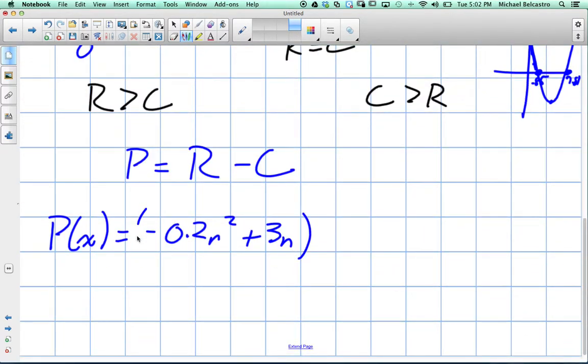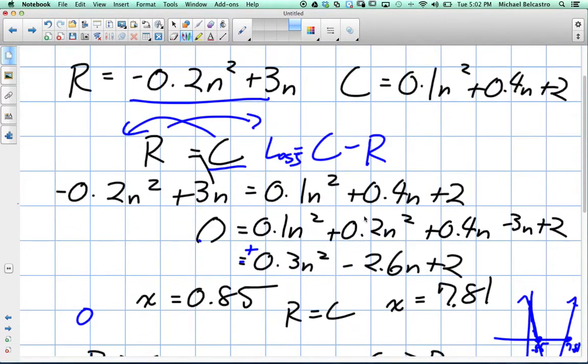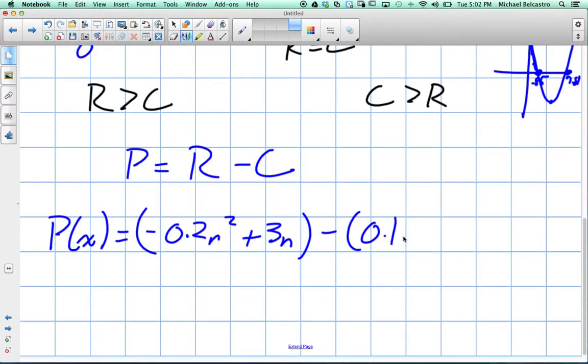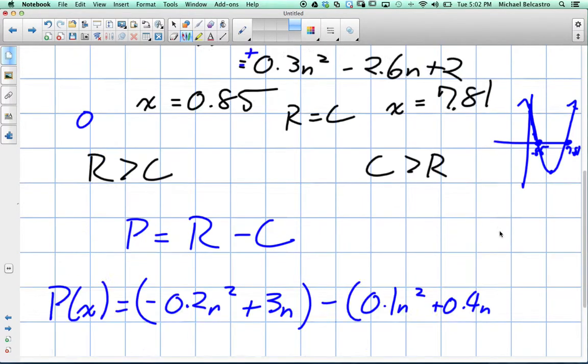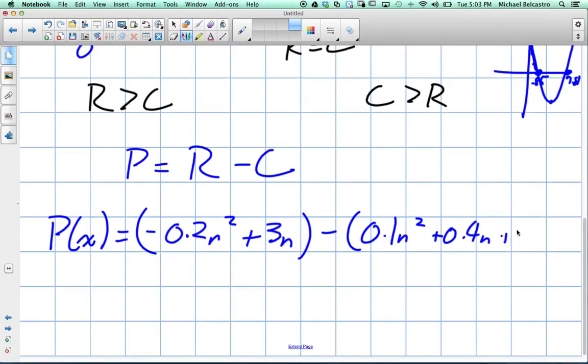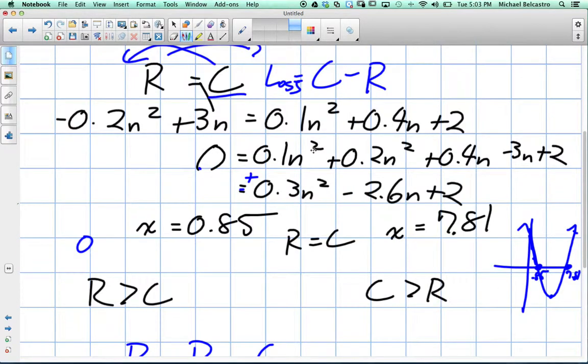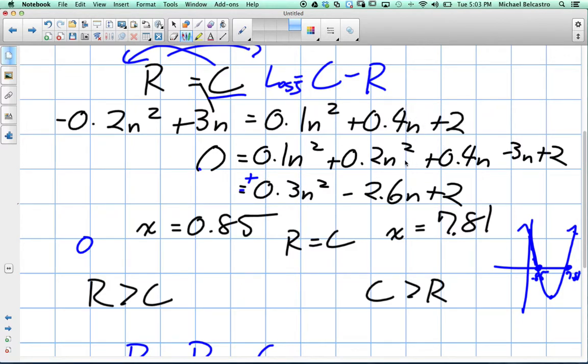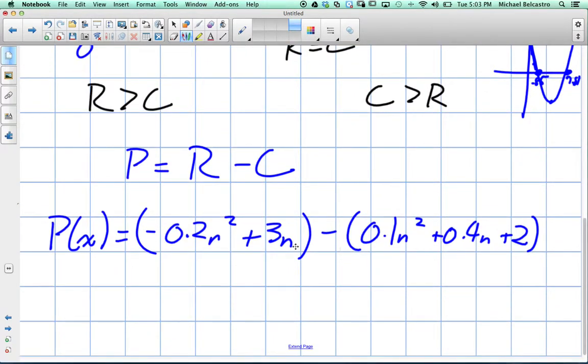Okay. Subtract our other function, which was our cost, 0.1 n squared plus 0.4 n plus 2. Okay. This is essentially what we did over here when we set it equal to 0. I'm just doing it in the opposite way, and you'll see we'll end up getting an inverted one. So when we do it this way, because it's a negative, we bring that negative out. This becomes minus 0.1 n squared minus 0.4 n minus 2.